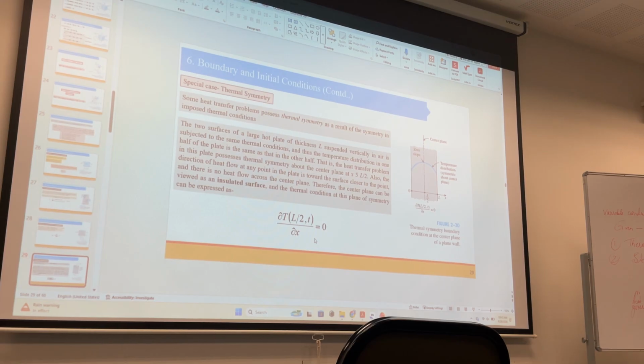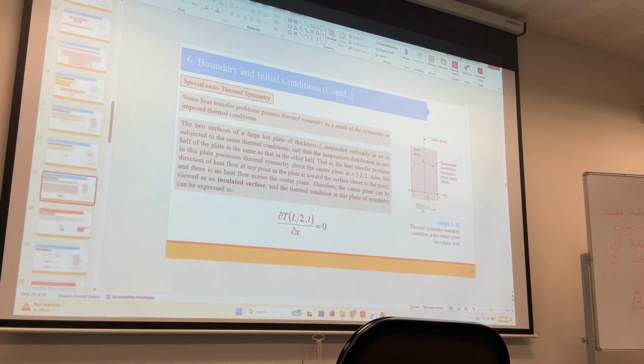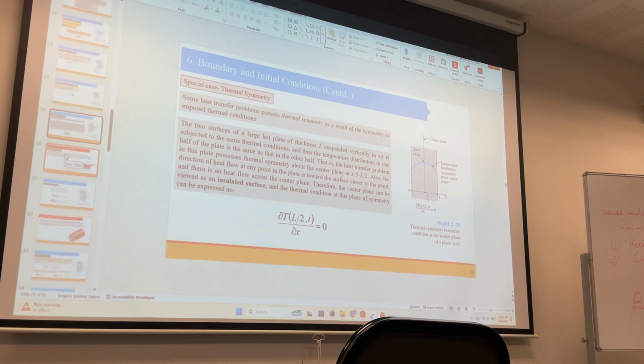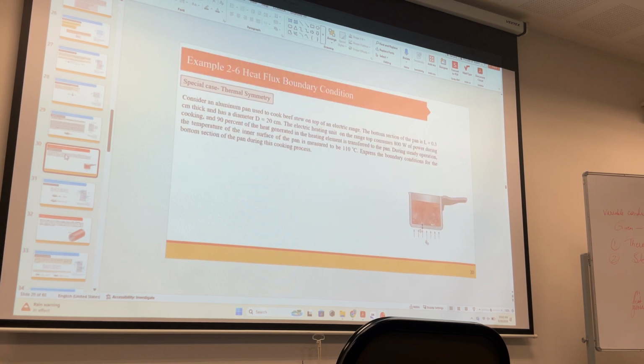So, direction of heat flow at any point in the plate is towards the surface closer to the point, and there is no heat flow across the center plane. Therefore, the center plane can be viewed as an insulated surface. Again, this you will understand when you do the numericals. Okay, now we have numericals.